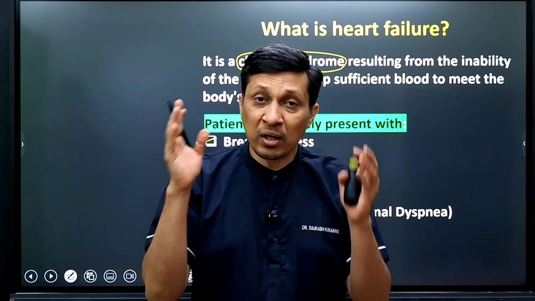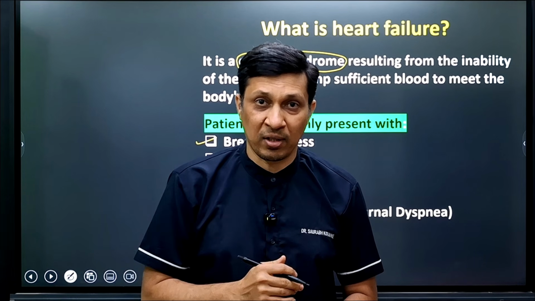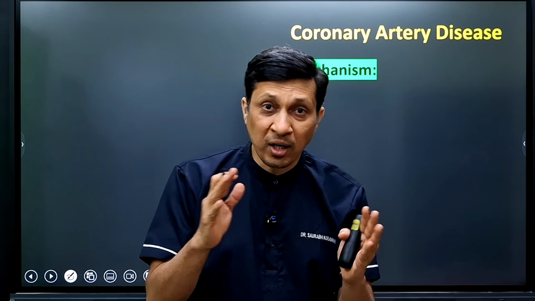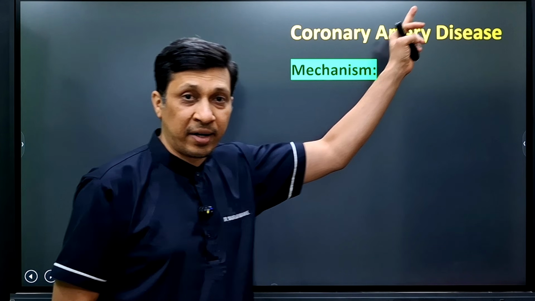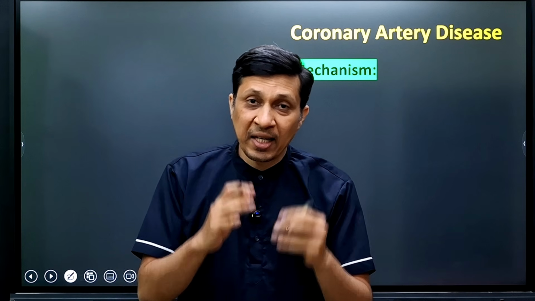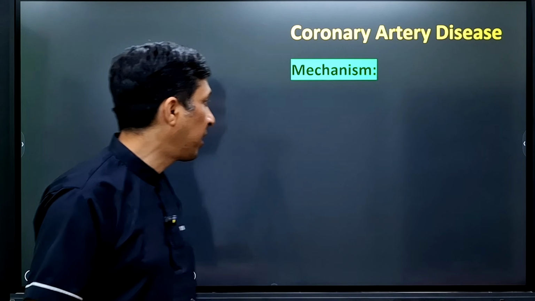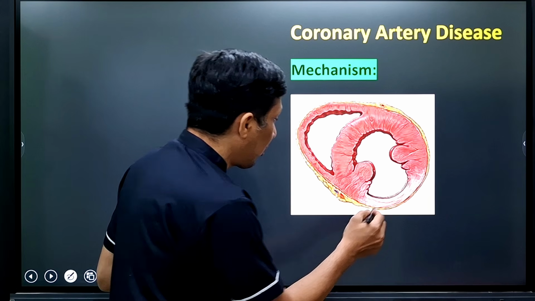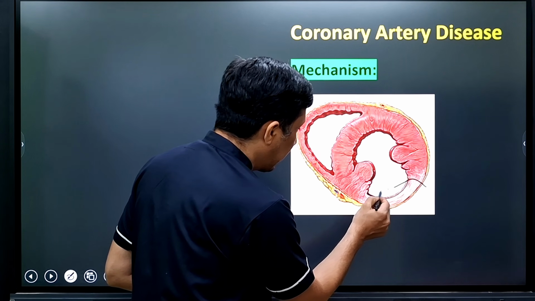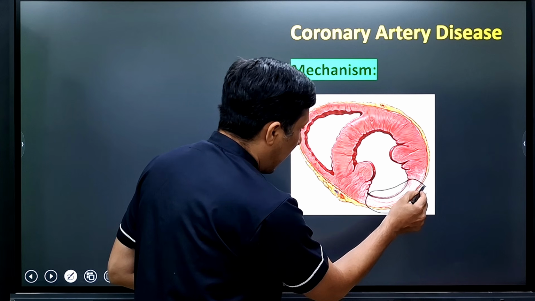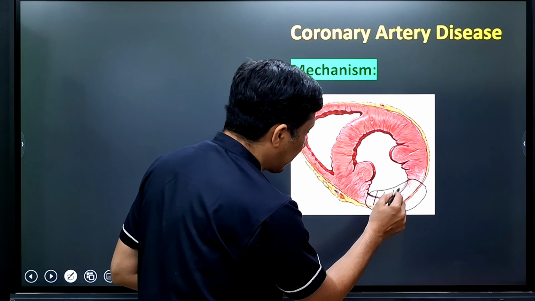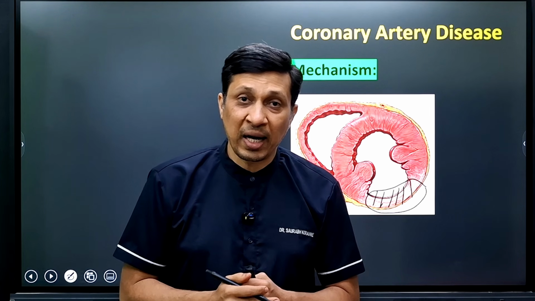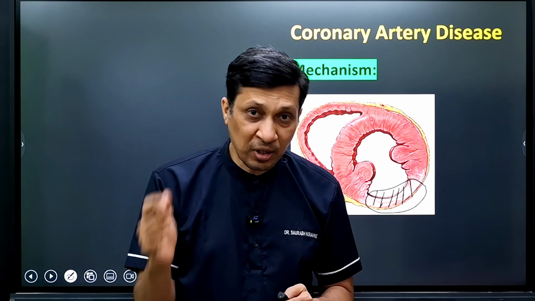Now we go to the different causes of heart failure. The most common cause of heart failure worldwide is coronary artery disease. Now what is the mechanism of heart failure in coronary artery disease? Myocardial infarction causes a scar tissue in the left ventricle, and this scar tissue does not contract, which ultimately decreases the cardiac output and then causes cardiac failure.